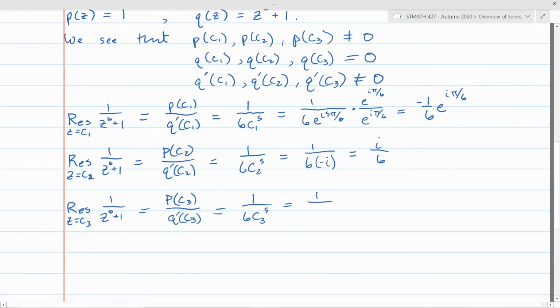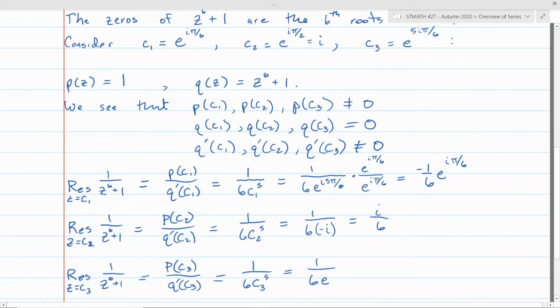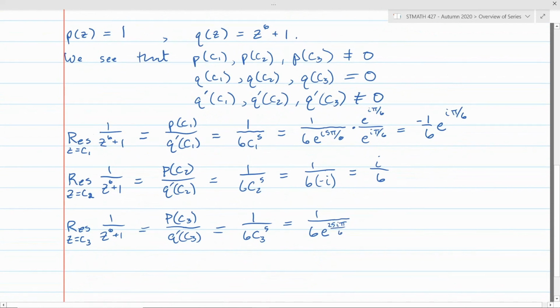So that's 1 over 6 e to the, okay, so c3, remember, is e to the 5 pi i over 6. So if you multiply that times 5, you get 25 i pi over 6. And I think you could just multiply this by e to the 5 pi i over 6. And in the denominator there, you get e to the 30 i pi over 6. I'm sorry, it'll just be e to the 5 pi i. e to the 5 pi i is just negative 1. So this is just negative 6 down here. Okay, so there's our 3 residues at these 3 different zeros of z to the 6 plus 1.